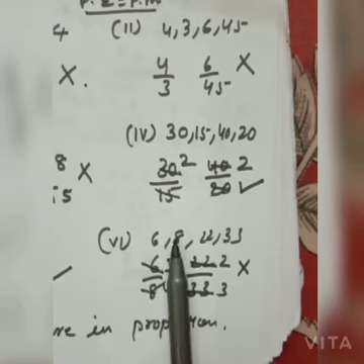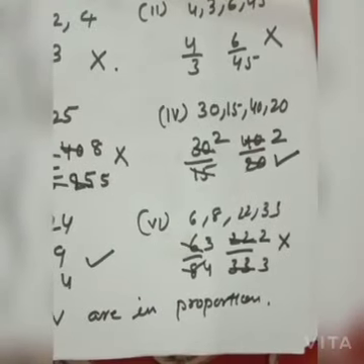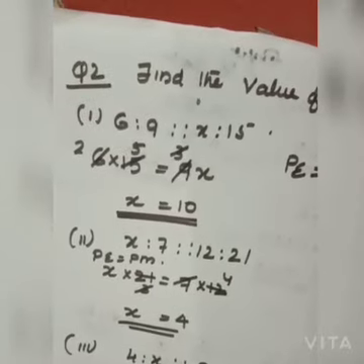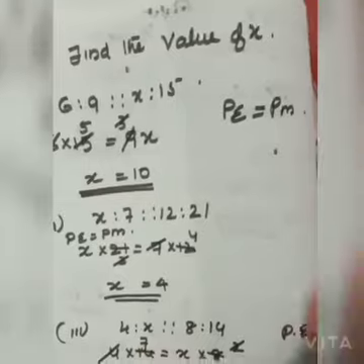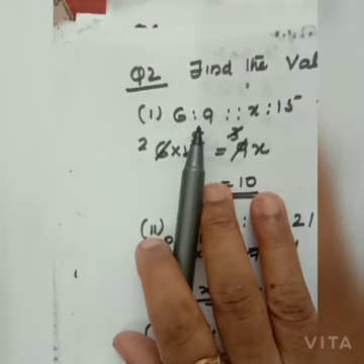Here 6 by 8, 22 upon 33. 3 by 4 and 2 by 3 are not equal. So it is not in proportion. You can use product of extremes equal to product of means also. Next, question number 2. Find the value of x in each of the following.